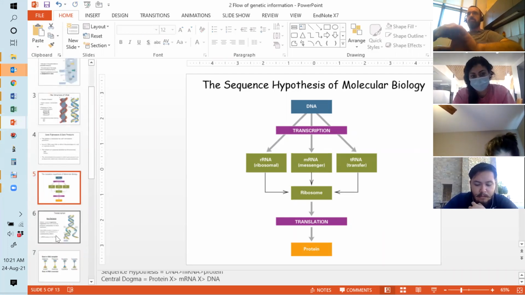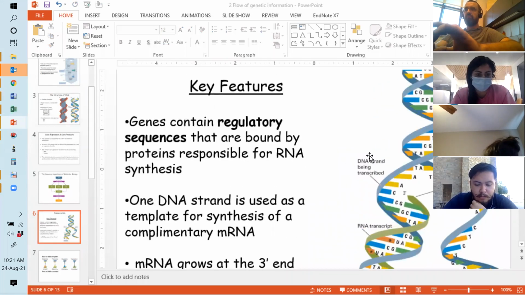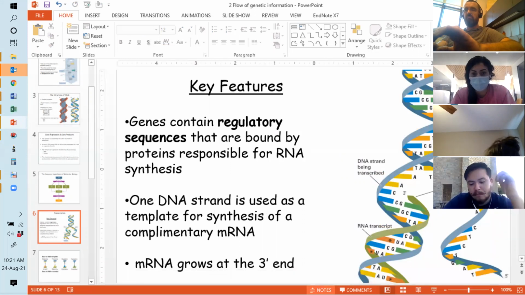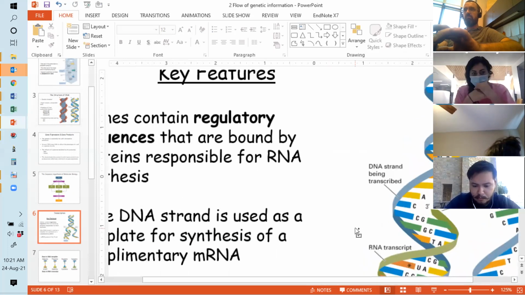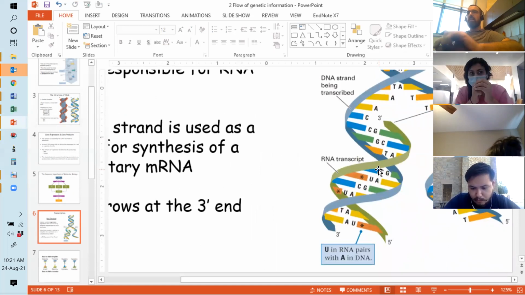So transcription, I love this diagram. This is super, super neat. Let me see if I can make it bigger. This is actually a super cool diagram because there's a lot of information in here.